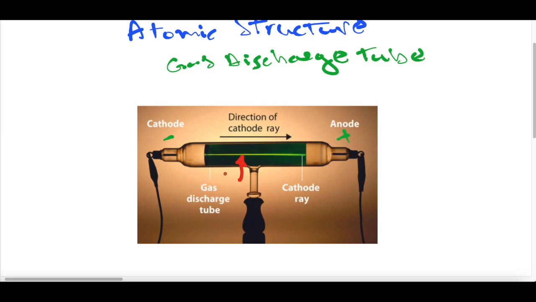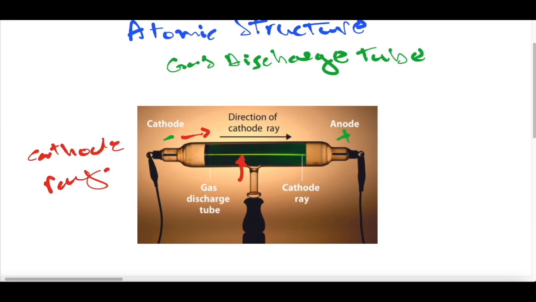What was unusual with this experiment is that this form of energy was emitted from the cathode. So it originated from the cathode. So its name was cathode ray. Because it was emitted from the cathode electrode, we called it the cathode ray.